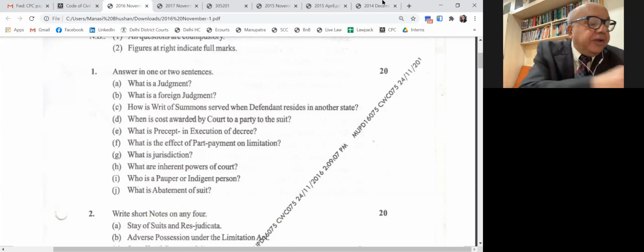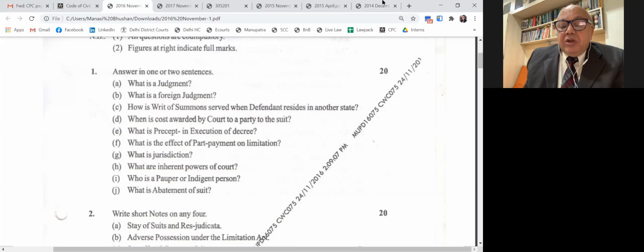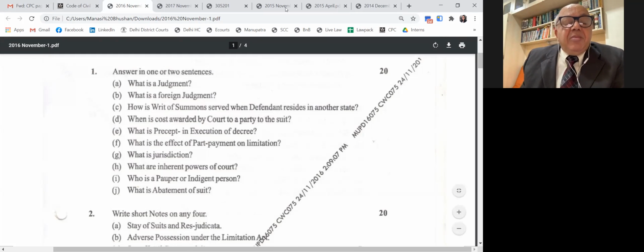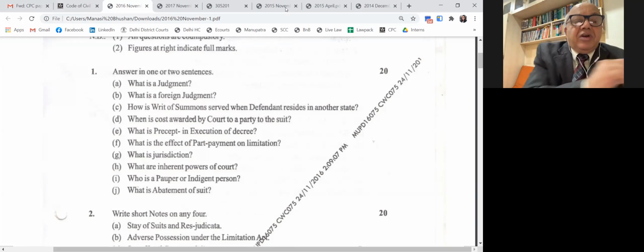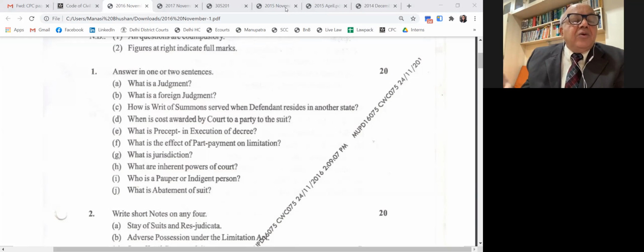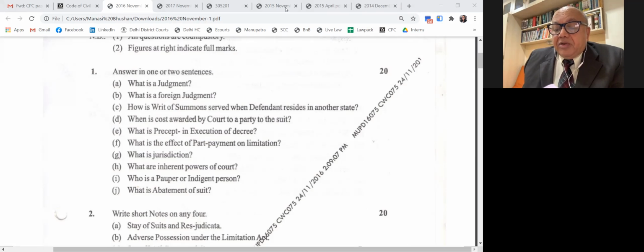Then what are the inherent powers of the court? Section 151. When there is no provision specifically mentioned dealing with a situation, in order to prevent the abuse of process of the court and to meet the ends of justice, all civil courts have inherent power: High Court, City Civil Court, Bombay High Court, Small Causes Court, Civil Judge Junior Division, Senior Division, all of them. Whereas in CrPC under Section 482, only the High Court has powers. Under Section 151, all the civil courts have the inherent powers.